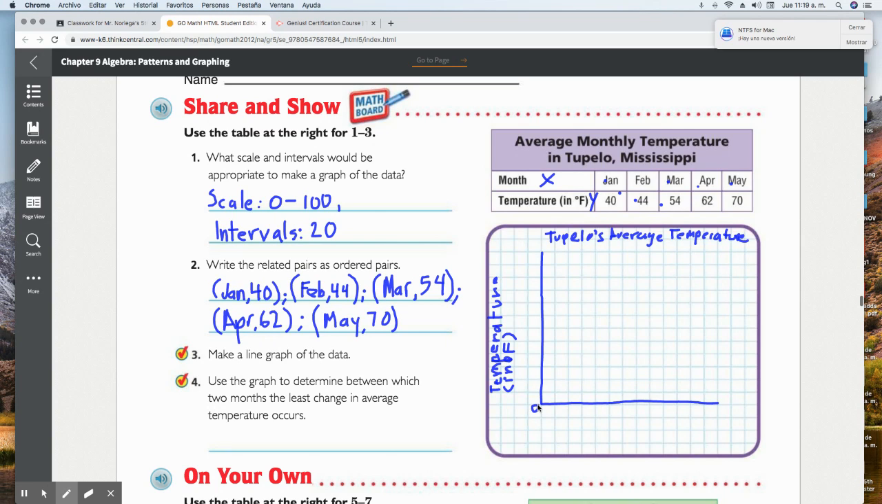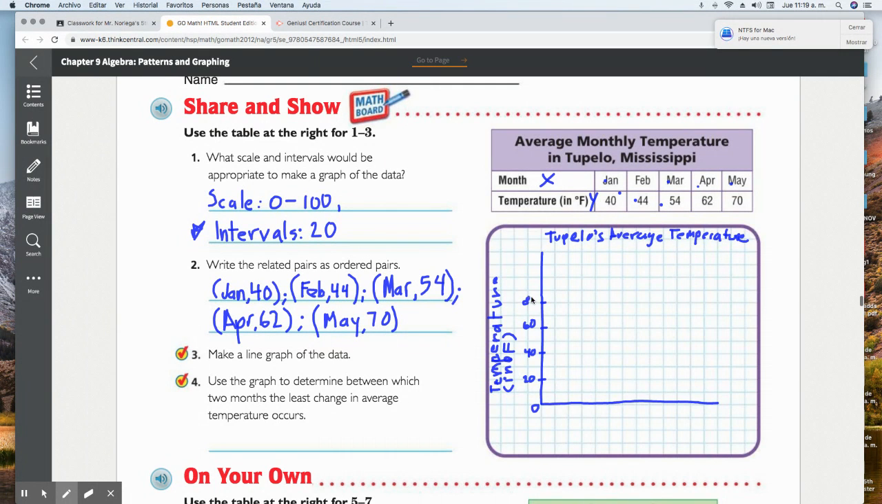Then I'm going to skip a line and write 20 here so that we have plenty of space between the numbers. Then skip a line, and I'm going to write 40. Why am I skipping by 20s? Because that is the interval that I picked. What is the purpose of picking an interval? You don't want to write a lot of numbers on your scale, on your y-axis. Then 60, skip a line.